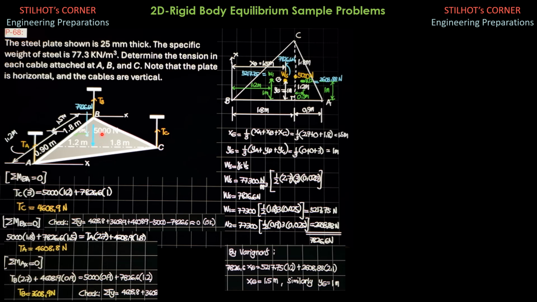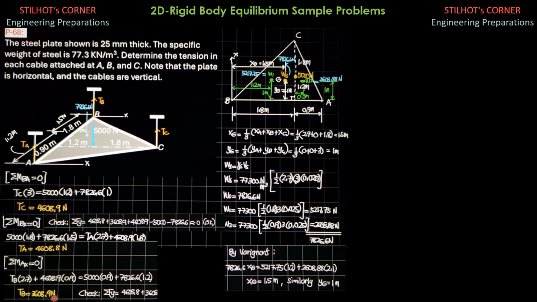Then equals the moment of 5,000, which is 5,000 times 0.9 also, plus the moment of 7826.6 times this distance, 1.2. That 1.2 is 2.7 minus 1.5. So take note, that's 1.5. This one. So the distance of the W from this line Ax here is 1.2. 2.7 minus 1.5. So it's indicated here 1.2. Solving for T sub B, it is 3608.9 newtons.